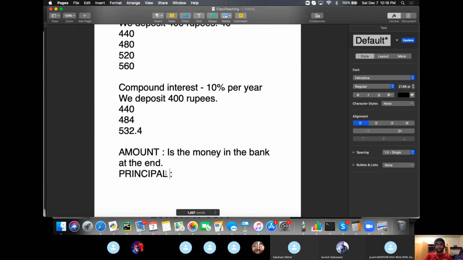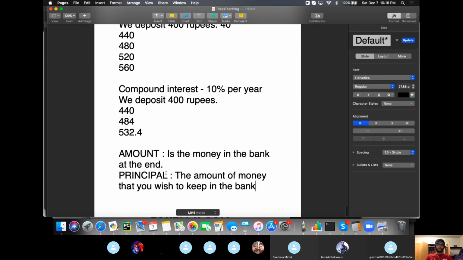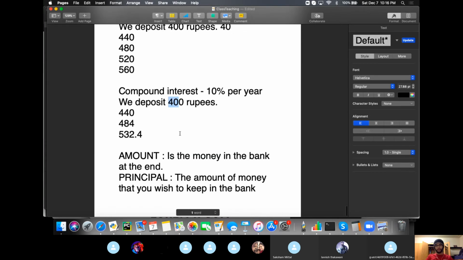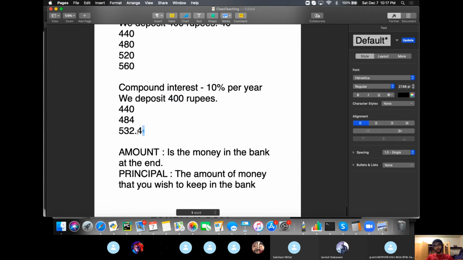Principal is the amount of money that you wish to keep in the bank. So in this case, our principal is 400 rupees because that was the amount of money that we wanted to keep in the bank. The amount would be 532 rupees after 3 years. This is the principal.